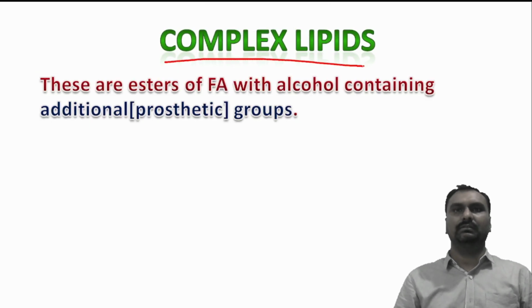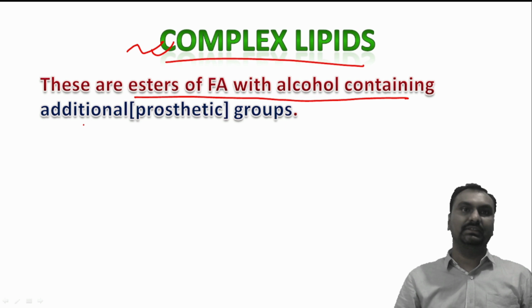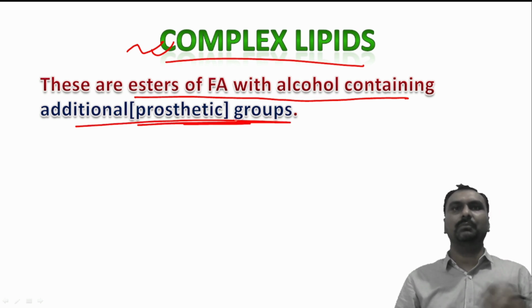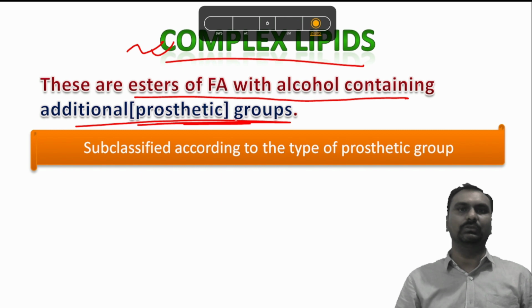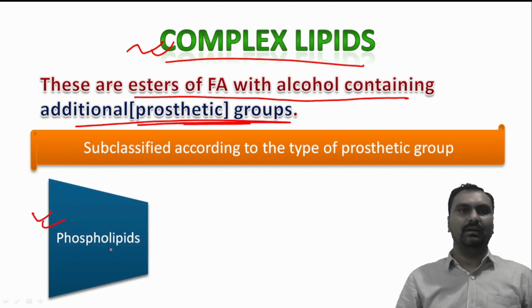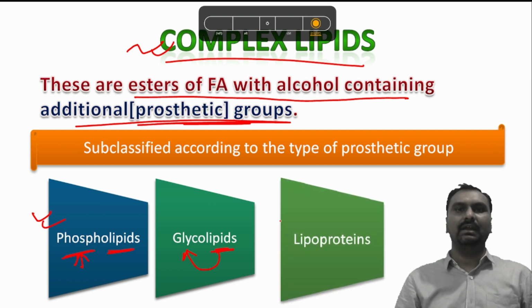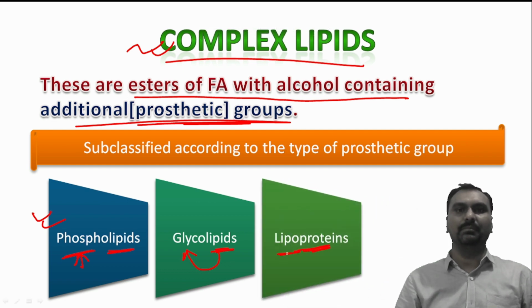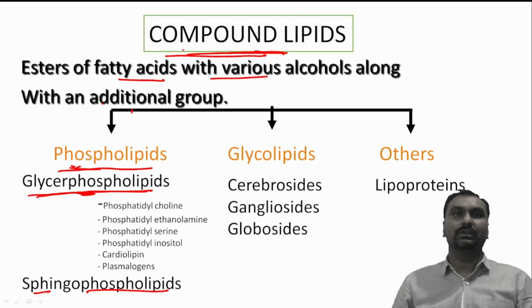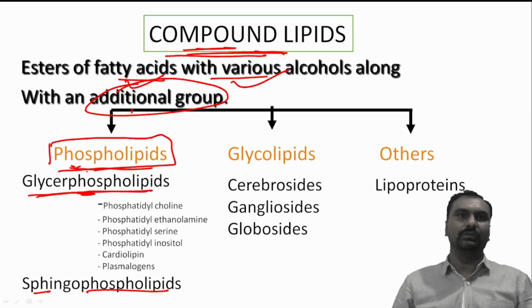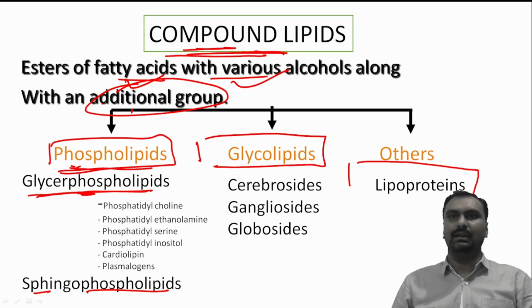Now coming to the second classification, that is complex lipids. Complex lipid is the ester of fatty acid with alcohol with an additional prosthetic group. Based on the prosthetic group, they are further subclassified into phospholipid, where along with the lipid there is a phosphorus group. Then there are glycolipids, where along with the lipid there is a carbohydrate group. In case of lipoproteins, other than the lipid, there is a protein part. So the compound lipid has a fatty acid, alcohol, and the additional group, and they are classified into phospholipid, glycolipid, and lipoprotein.